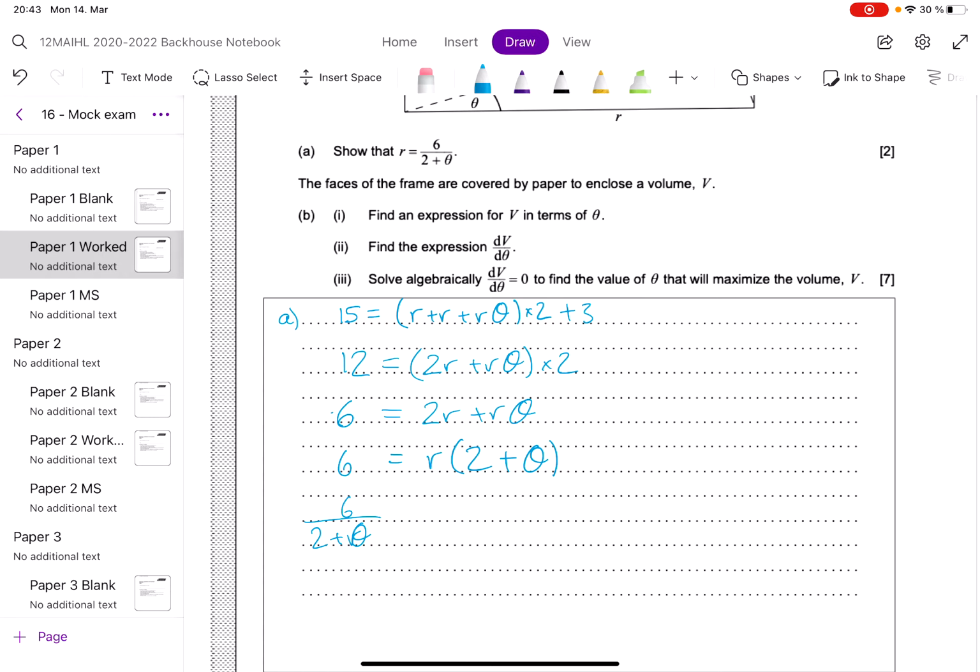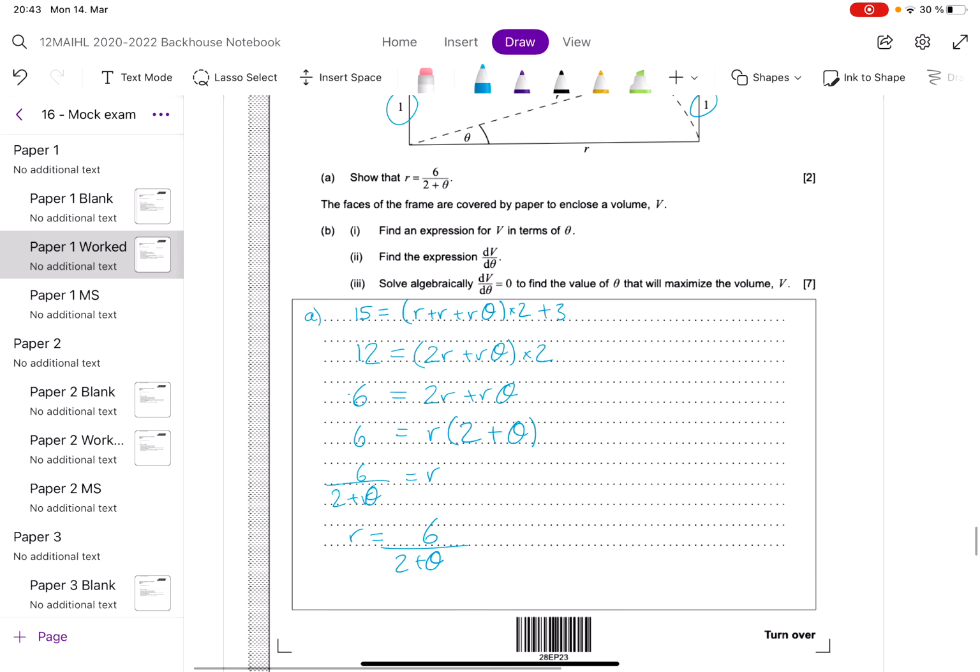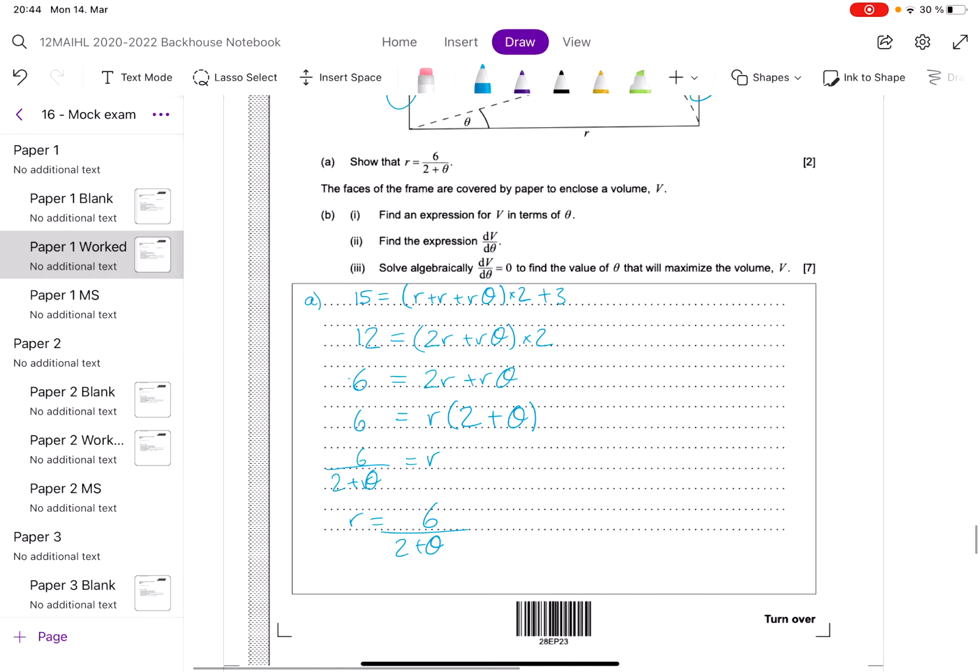2 plus theta equals R. And I guess I'll just switch it so it's the same as the answer. Okay, so that's part A.